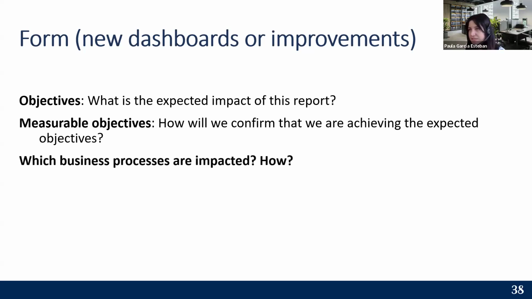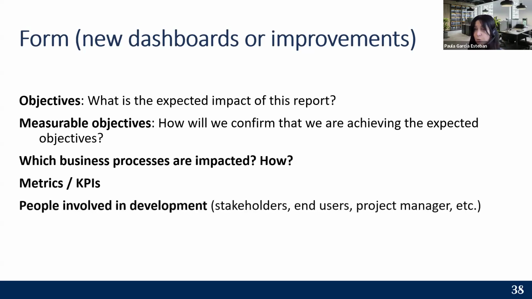Then, which business processes are impacted? How? Because maybe you're taking one decision and you need to track a single KPI, but this usually has connections with the rest of the company or the rest of the departments. And we sometimes need more contextual data. We are not only looking for a ratio or a KPI. We need more information to really develop our message. So which other processes have an impact? How? Then, of course, metrics and KPIs. This is more technical, but we cannot forget about that. But yes, we can include it in this form.